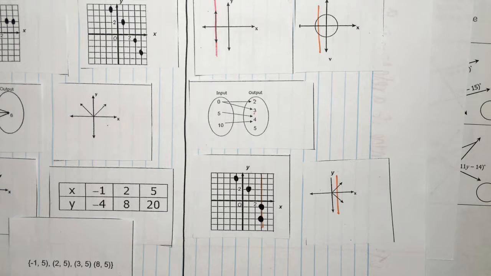Wait, there's 7 functions. It's a function, Donnie. It's a function. Do any of your x values repeat? Then it's a function.